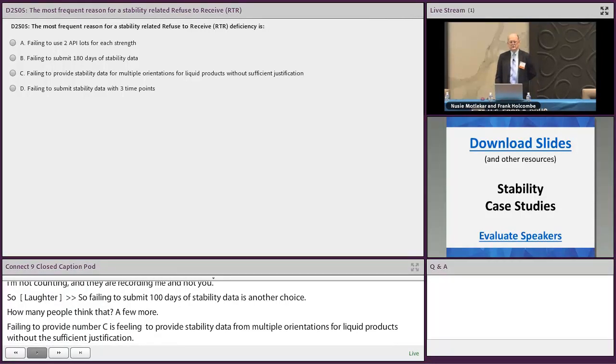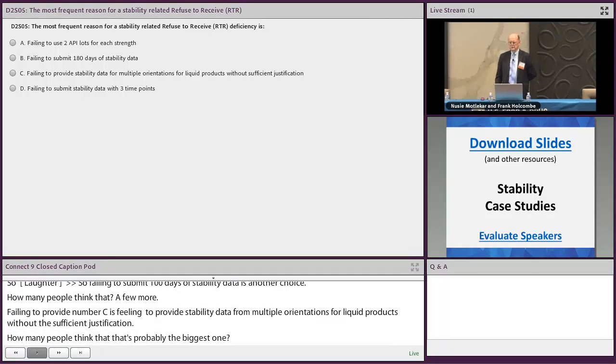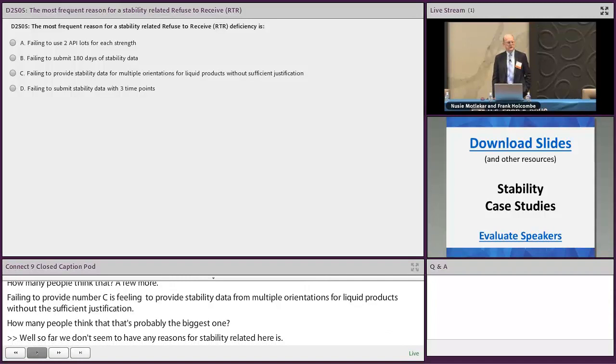Wow. So far, we don't seem to have any reasons for stability-related RTRs. So anyhow, number D is failing to submit stability data with 3 time points. Does anybody think that perhaps that is? You got one? Oh, okay.